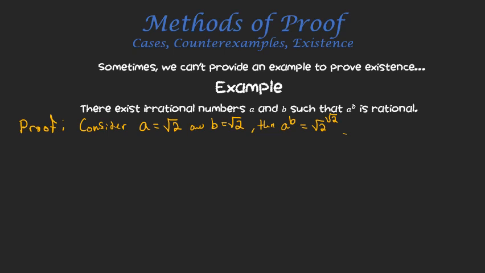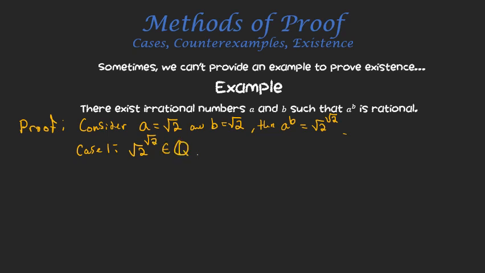We're not going to assume we know that. All we're going to assume is that, well, either square root of 2 to the square root of 2 is rational or it's irrational. Right? So we're kind of devolving now into two cases. We're using a proof by cases in this. So case 1, square root of 2 to the square root of 2 is rational.